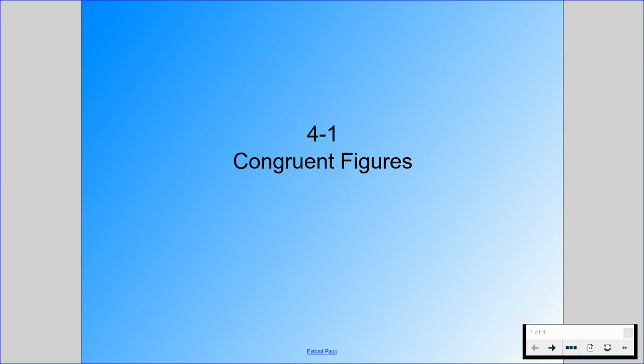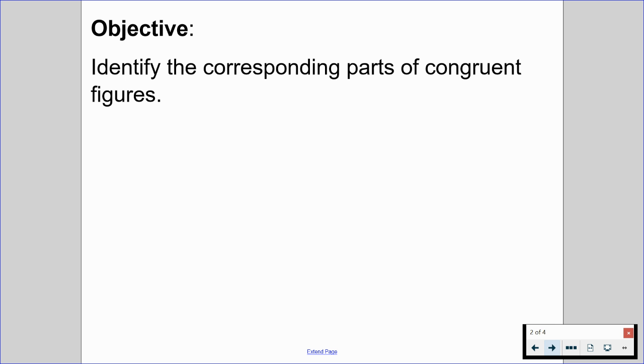So today we are going to be starting chapter 4, and we're going to be talking about section 4.1, which is all about congruent figures. And by the end of this video, we should be able to identify the corresponding parts of congruent figures. So have out your guide and notes.